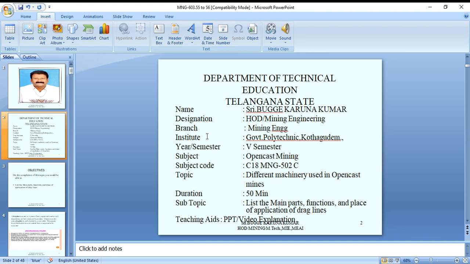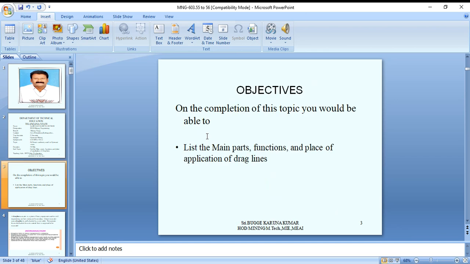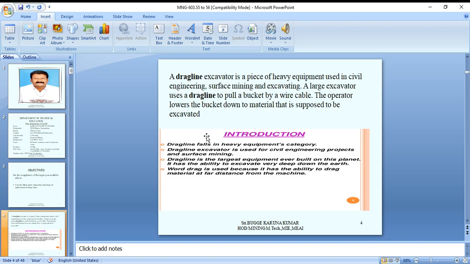This topic is to list the main parts, functions, and places of application of draglines. After completion of this topic, we will be able to understand the main parts, functions, and places of application of the dragline. Now, by definition, what does a dragline mean?